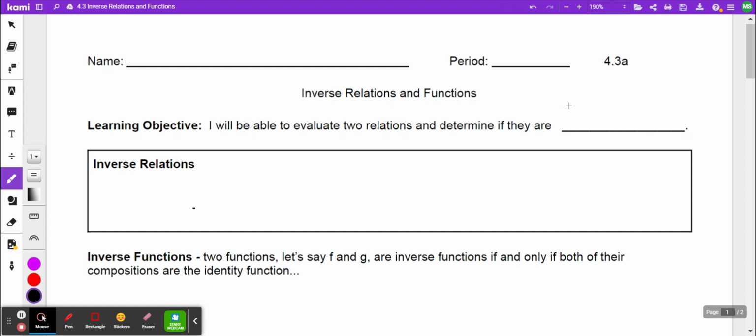Our learning objective for today is to be able to evaluate two relations and determine if they are inverses. Now, what does this mean?